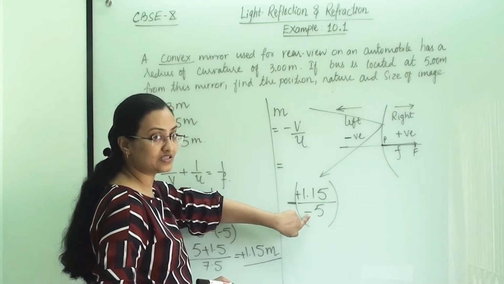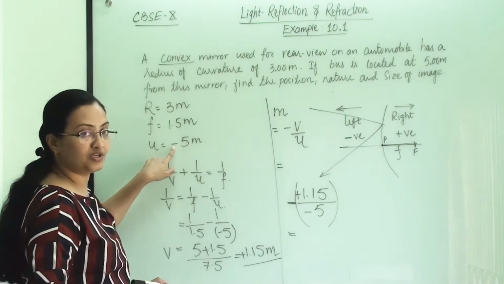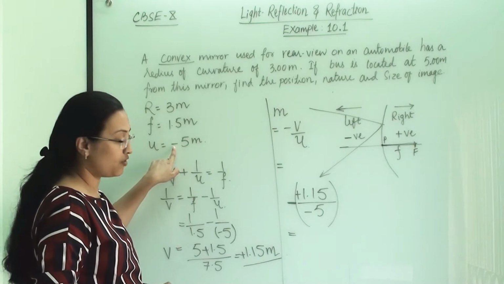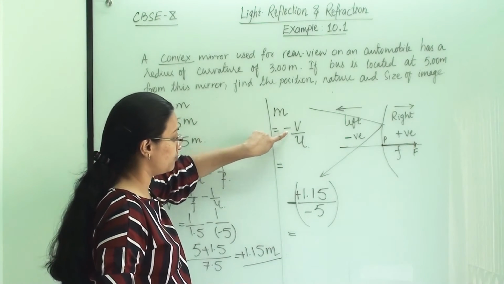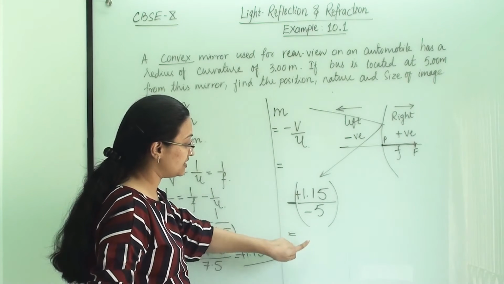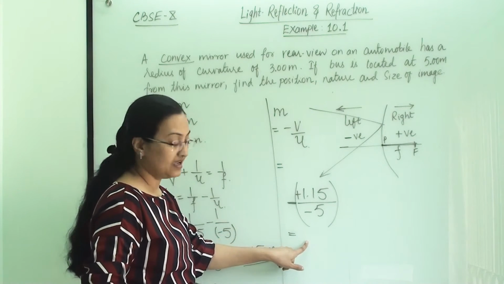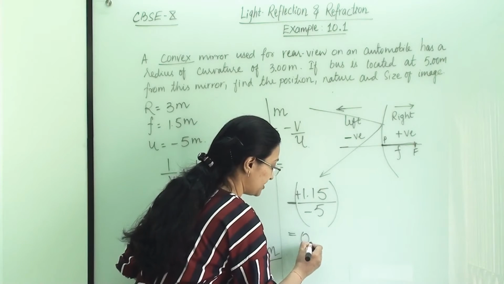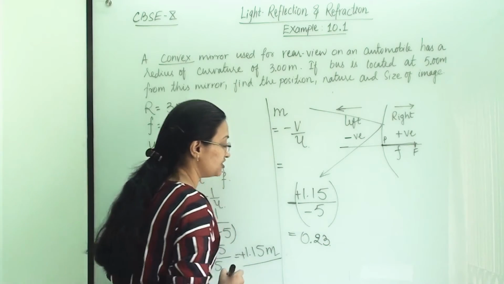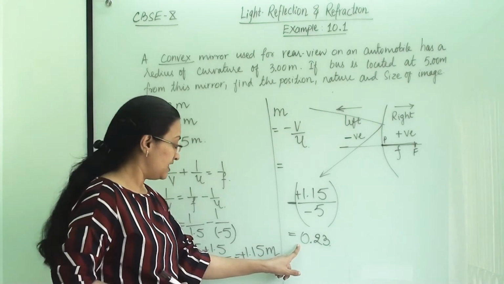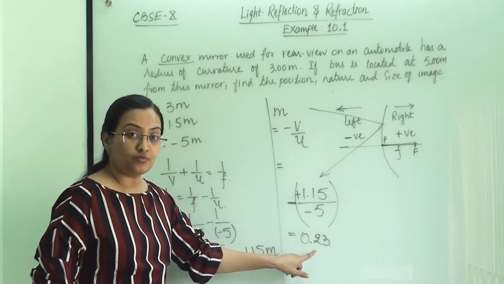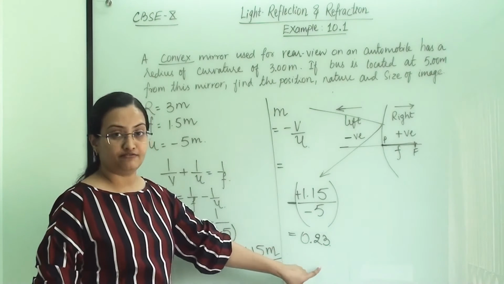From where has this minus come? This minus has come from here, because this is the distance of object, so that is already minus, and this minus is from our formula. So this minus and this minus is going to be plus here, and the answer is 0.23. So magnification is 0.23, and that too positive.